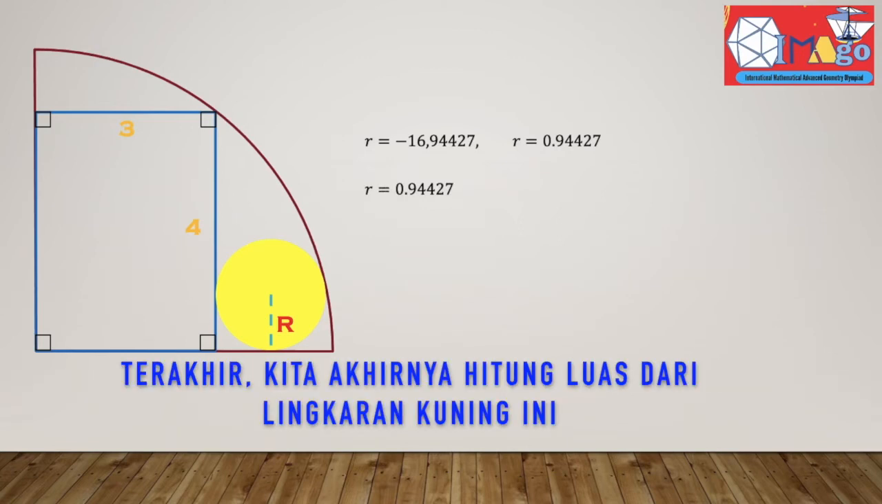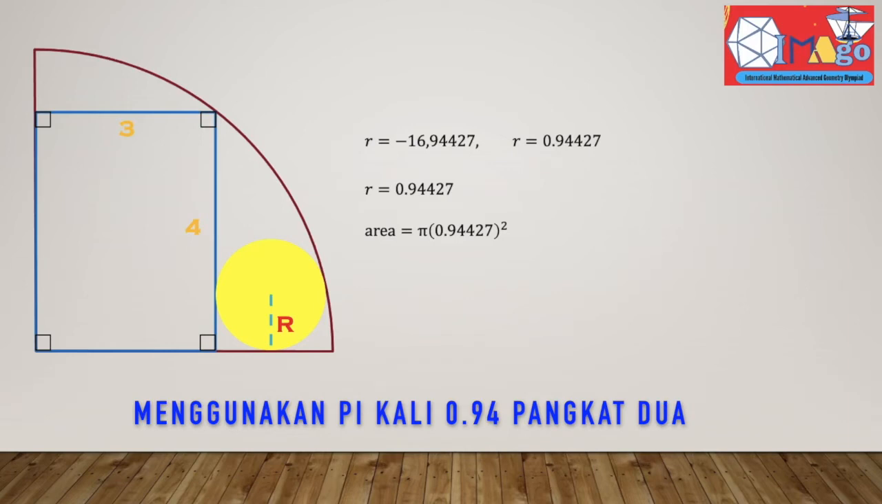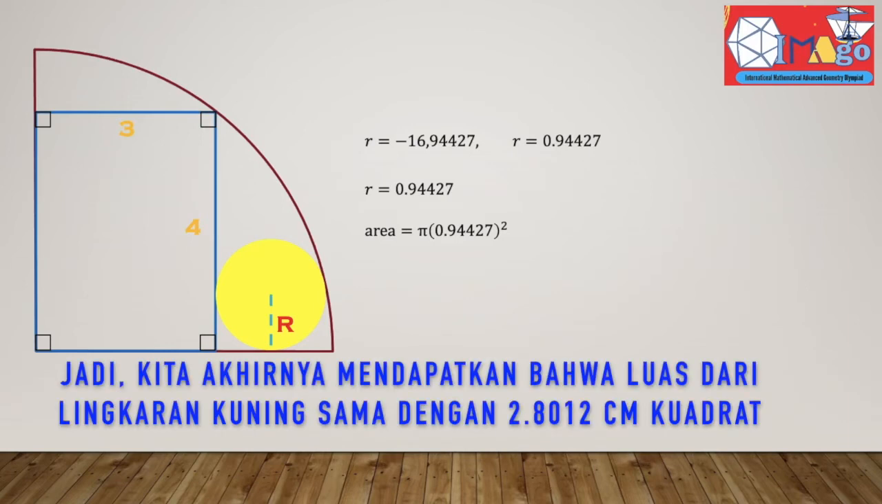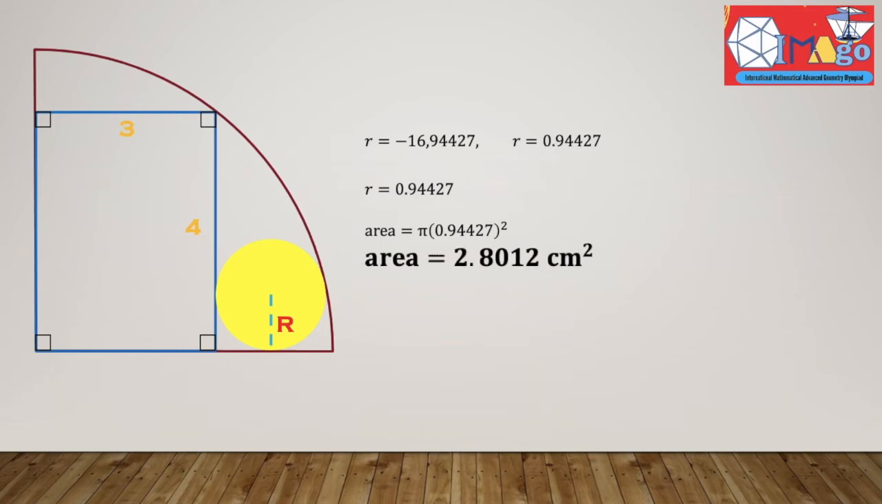Finally, we calculate the area of this yellow circle by pi times 0.94 squared. Hence, we finally got that the area of this yellow circle is equal to 2.8012 cm squared.